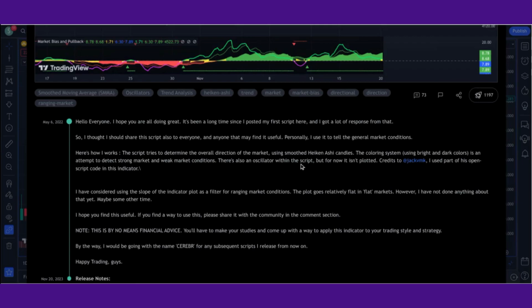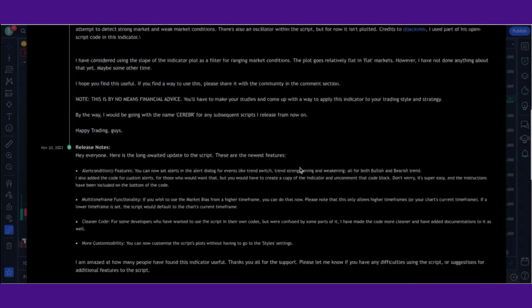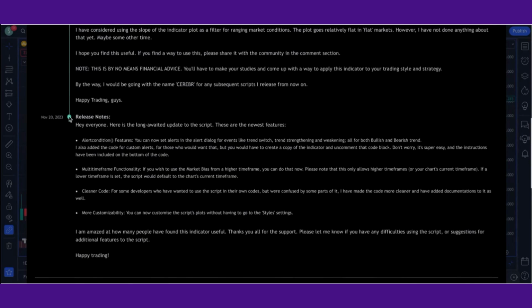Okay, also right here, it has two new features as of November the 20th. It has alert condition where now you can set your alert for events for the trend switch, strengthening and weakening for both bullish and bearish trends. I love the fact that that's inside of there. And you also have the multi-time frame functionality. Again, I already put that inside of my indicator, but I just love the fact that it was updated with this indicator, so you really can do basically everything you really need to do inside of this indicator.